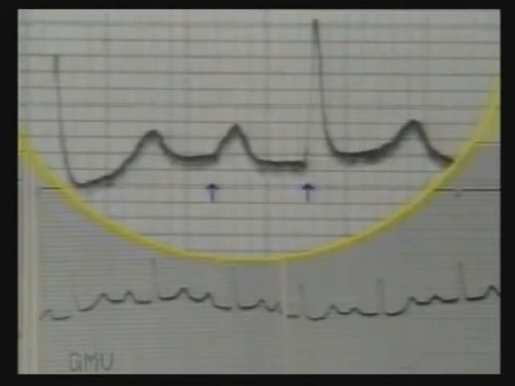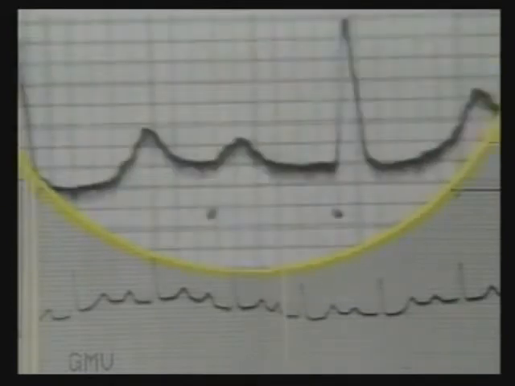It is 6 small squares or 0.24 seconds. Normal range for the PR interval is 3 to 5 small squares. So this ECG shows prolonged PR interval indicating delayed conduction from atria to ventricles. But no beat is dropped. This is termed as first degree AV block or first degree partial heart block.